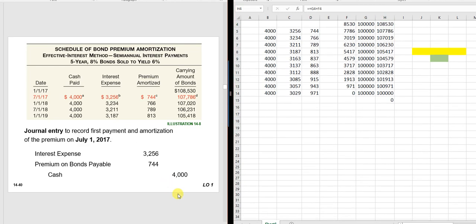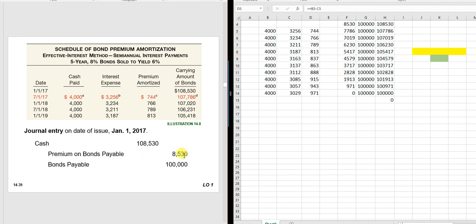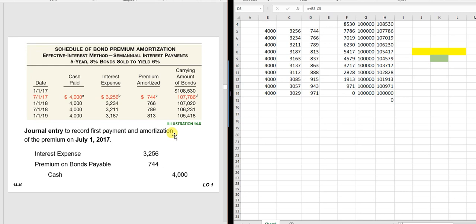And my cash is 4,000 right there. My interest expense is 32.56. My difference is my premium. Again, my discount or premium is going to disappear. I'm always getting rid of it, and I'm amortizing it. So if you look at your page on the prior one, you debited discount. When I'm getting rid of my premium, I'm debiting it. When you got rid of your discount, you were crediting it. So your premium or discount is always going away.